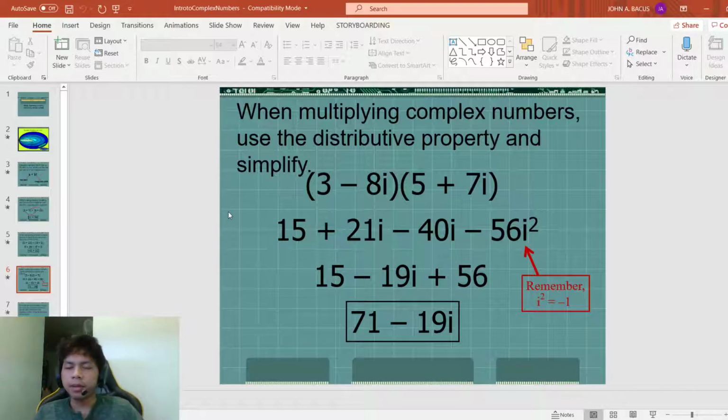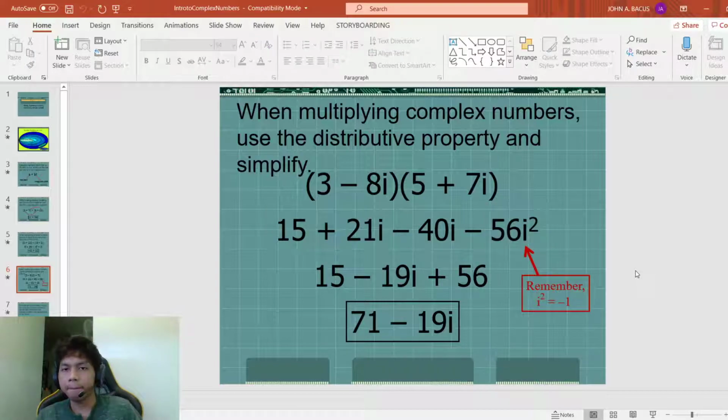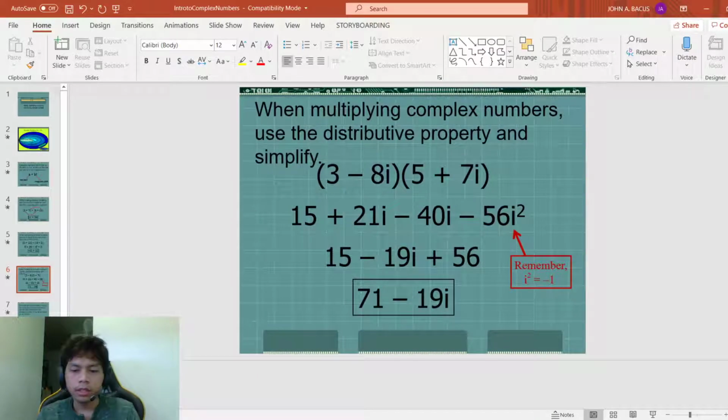So class, remember that i squared is equivalent to negative 1. Because i is equal to the square root of negative 1. Therefore, for i squared, you square both sides. The square of the square root of negative 1 removes the square root. So you will have negative 1 as the value of your i squared.